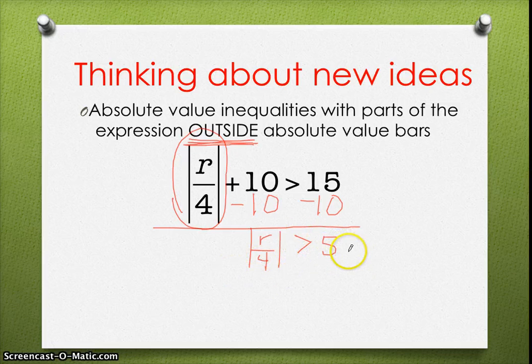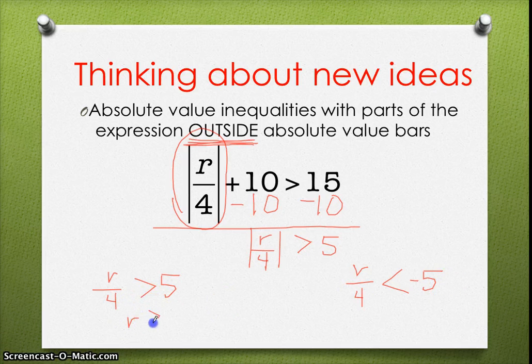Now that we have this inequality, we can just separate it into two situations. So it's r divided by 4 is greater than 5. Again, notice how I just took away the absolute value bars. And my second situation is r divided by 4, where the inequality symbol flips direction, and that 5 becomes a negative 5. So when we solve this, we have r is greater than 20, as well as r is less than negative 20. And then we just go ahead and graph those two solutions.